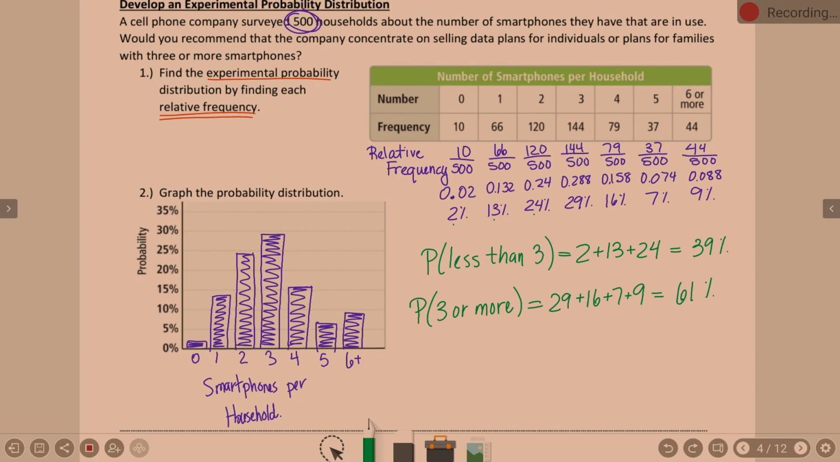You guys can probably each attest to that if you think about how many smartphones are in your household. It's a common thing these days. So, family plans, since 61% of households have 3 or more smartphones.